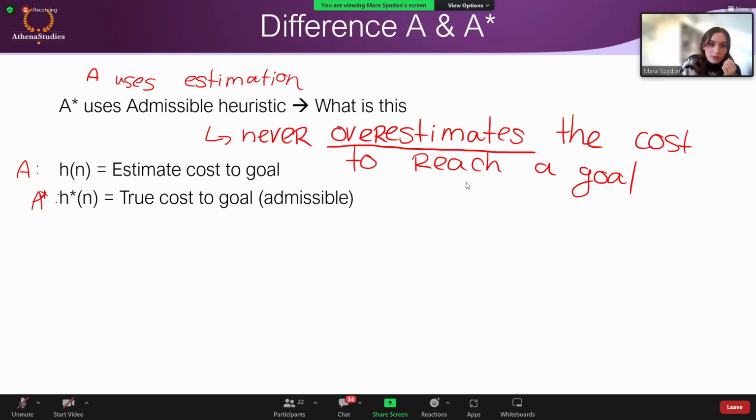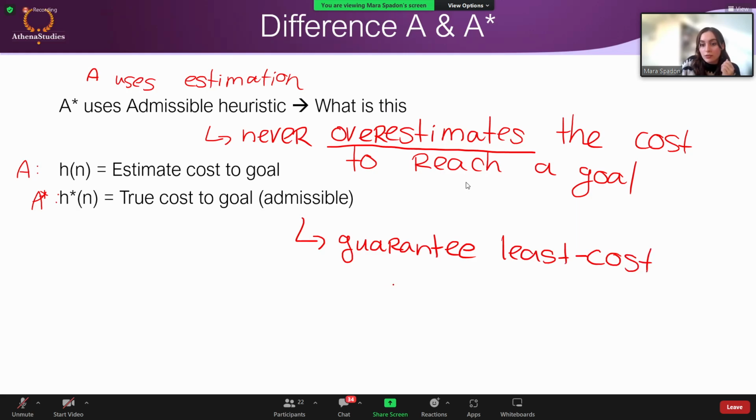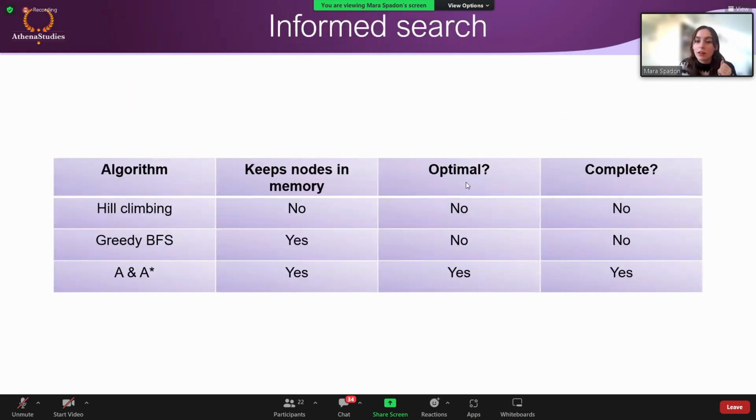Okay, so if we use admissible, we can guarantee the least cost path, which we cannot guarantee with A search. So to come back to the question about greedy best first search and hill climbing, they're both not optimal and not complete. That's what I thought.